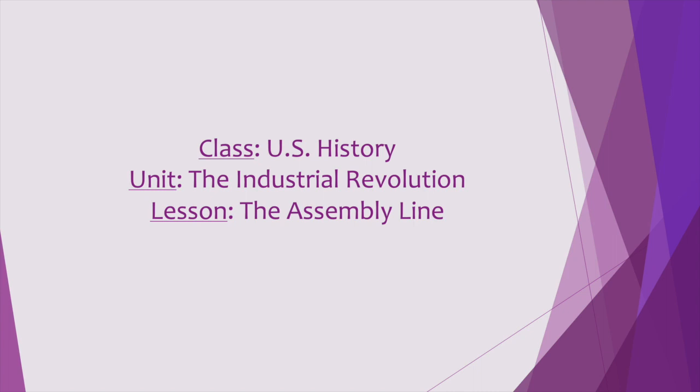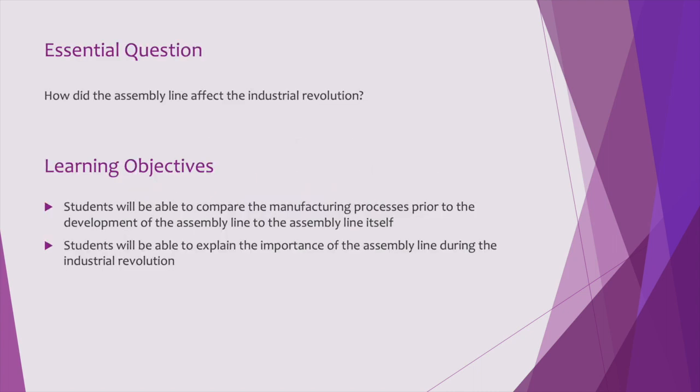Alright, to set the scene, I am a U.S. history teacher and the current unit for my class is the Industrial Revolution. Today's lesson will be about the assembly line. For this lesson, I'm going to assume that my class period is an hour and a half long, as that's how long the class periods were at Greeley Central High School as well. So the essential question that students should be able to answer by the end of the class is, how did the assembly line affect the Industrial Revolution?